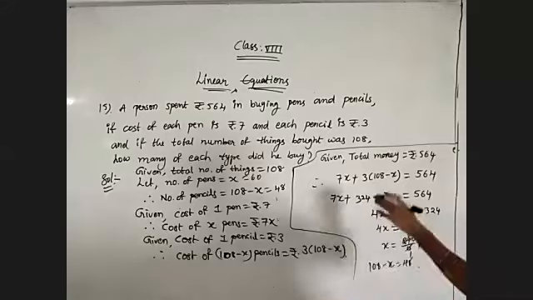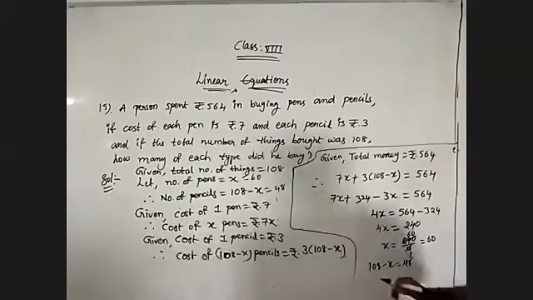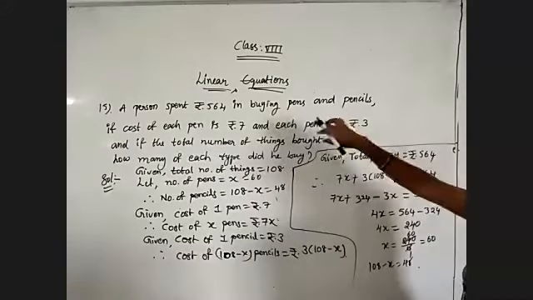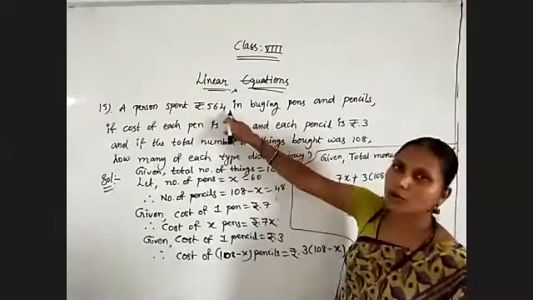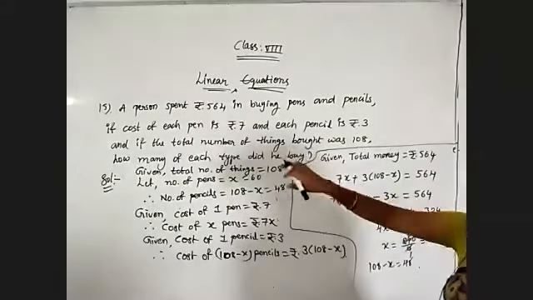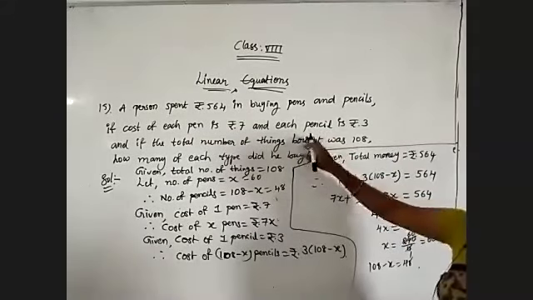That's what we need to find. So I hope you understand well. So once again I am telling, total money they are given is 564 rupees. Total money in the sense he spent the money for pens as well as pencils.